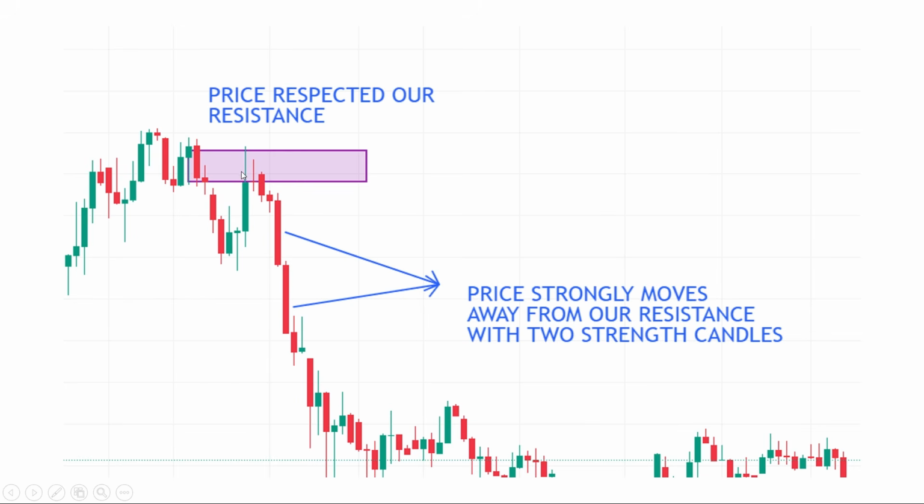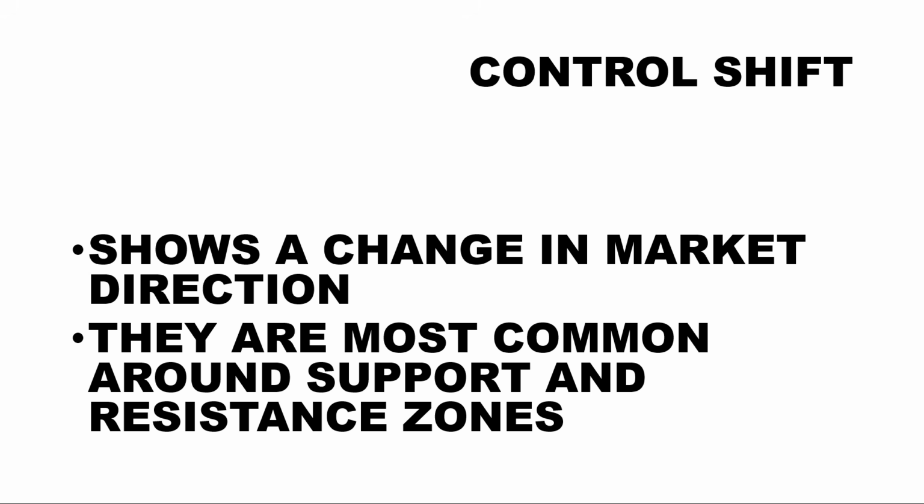As you can see here, we have a resistance that price respected. And you can see that there are two strong strength candles. And here it says, price strongly moves away from the resistance with two strength candles. As you can see here, this is something that shows you that price is really melting down.